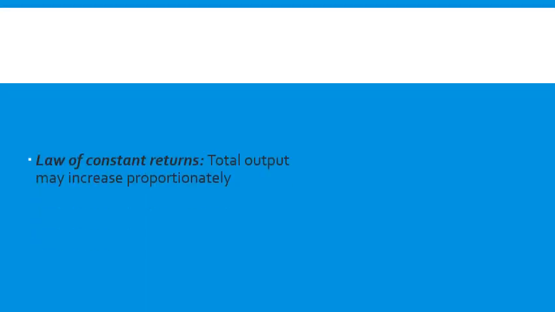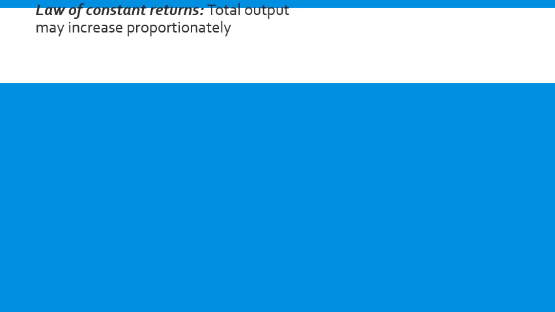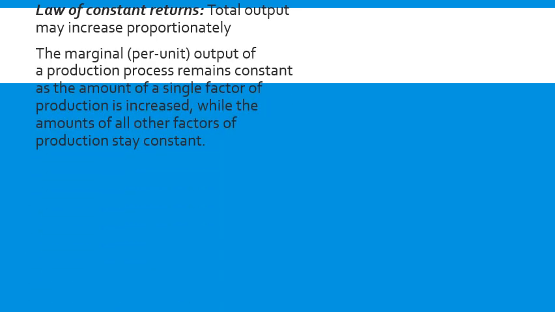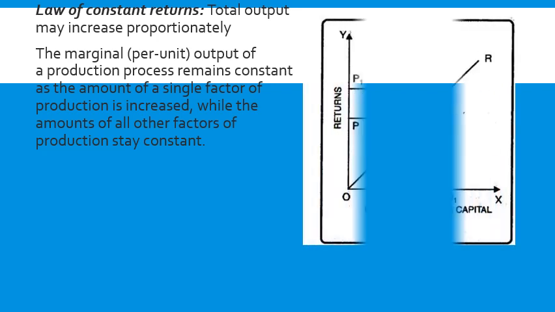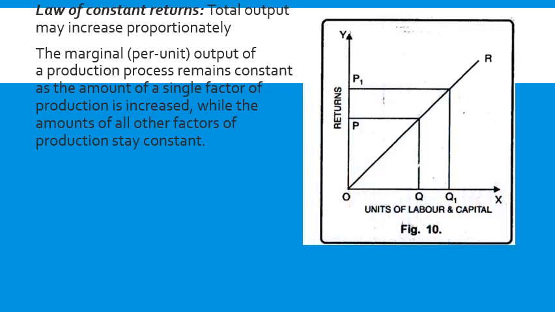The last law is the law of constant returns. What is that? The total output may increase proportionately. That means the marginal output of a production process remains constant. It neither increases nor decreases. 1% investment, 1% return. It appears as a 45-degree line, a linear increase. So a 1% increase, 1% return. This is the law of constant returns.